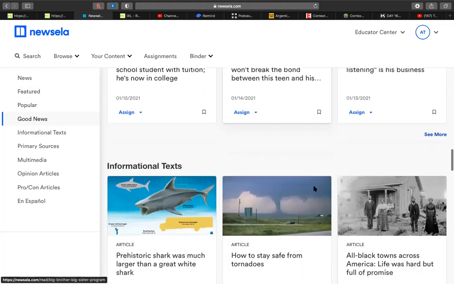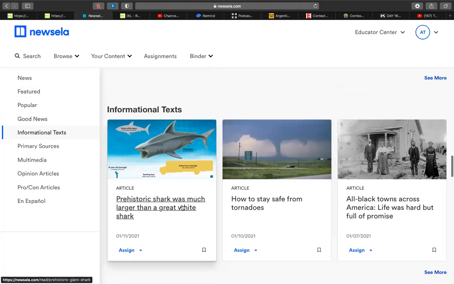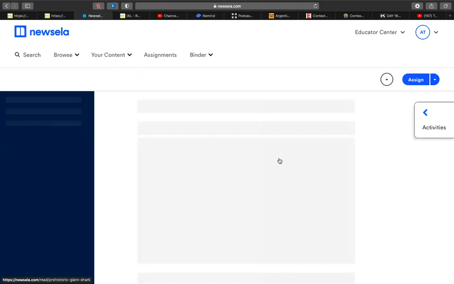Let's look at some stuff. What else are we looking at? Prehistoric shark was much larger than the white shark. Was it the Megalodon? That sounds like nobody can get offended by that.